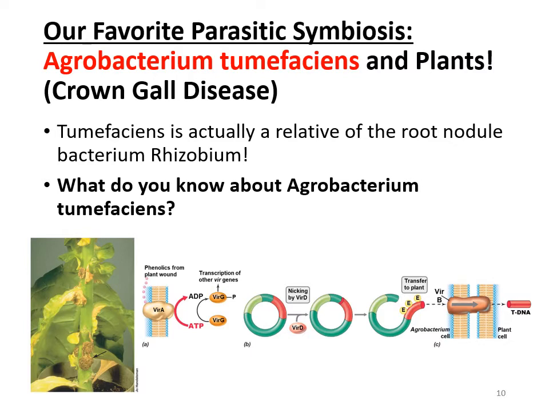And then a reminder of our favorite parasitic symbiosis between bacteria or microbe and plants. And that is our good old friend Agrobacterium tumefaciens, okay? So again, anytime you see one of those big clumps sticking out of a tree trunk, out of any kind of tree branch, that tells you that that tree, that plant has been infected by Agrobacterium tumefaciens, okay? And what's interesting is tumefaciens is actually a relative of the root nodule rhizobia.